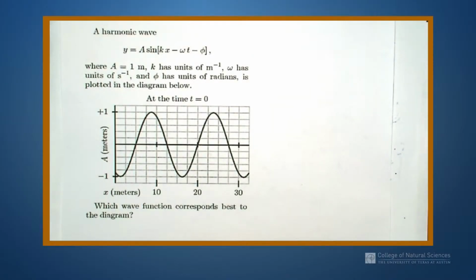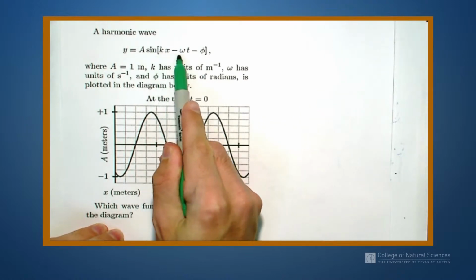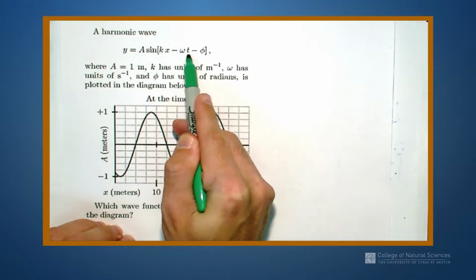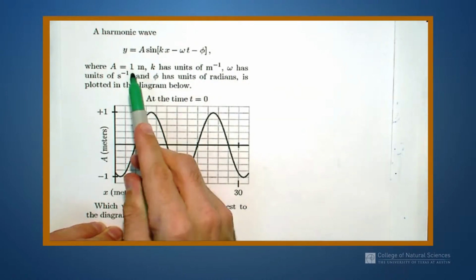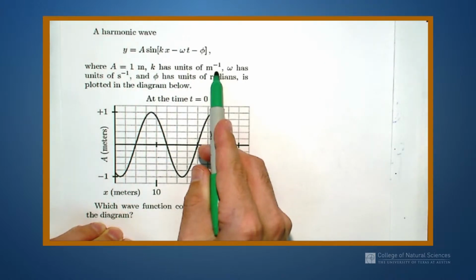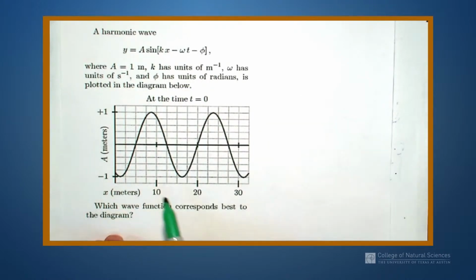So a lot of people have troubles with this concept. What we have is a harmonic wave of the form sine of kx minus omega t minus phi. So it has some position, some time, and some phase shift. It says that A is equal to 1 meter, k has units of inverse meters, omega has units of inverse seconds, and phi has units of radians. And it has the plot of this graph. We want to know which function best describes this diagram.